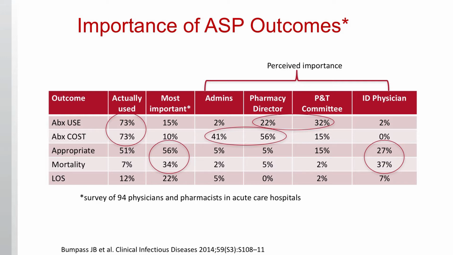The P&T committee understands the use a little bit more, but they also want to know about appropriateness. Are these the appropriate antibiotics that we are using according to guidelines? Are we standardizing care? Reducing variation is important. And the ID physicians really care more about appropriateness and the clinical outcomes like mortality, length of stay. So you may have to think about each of these and your messaging for each group involved in a stewardship program in a hospital administration.